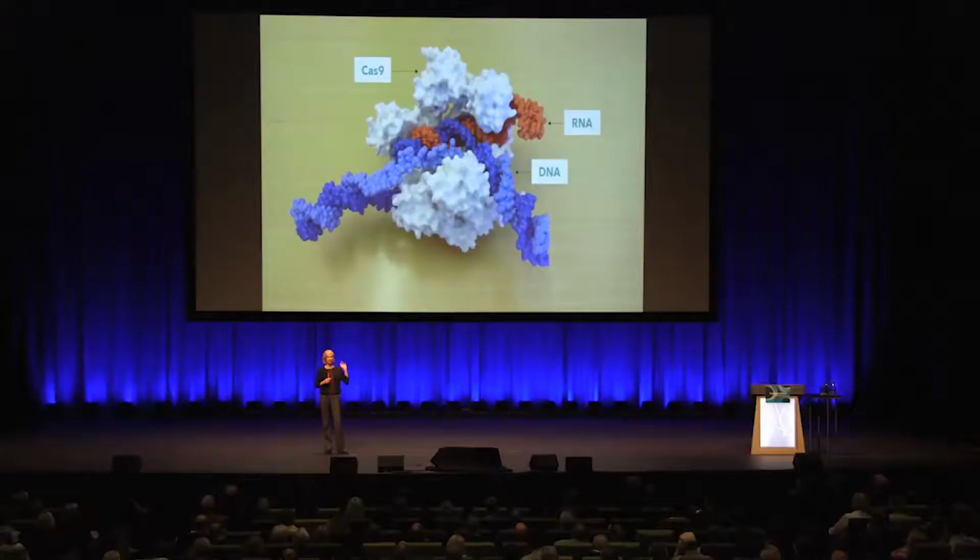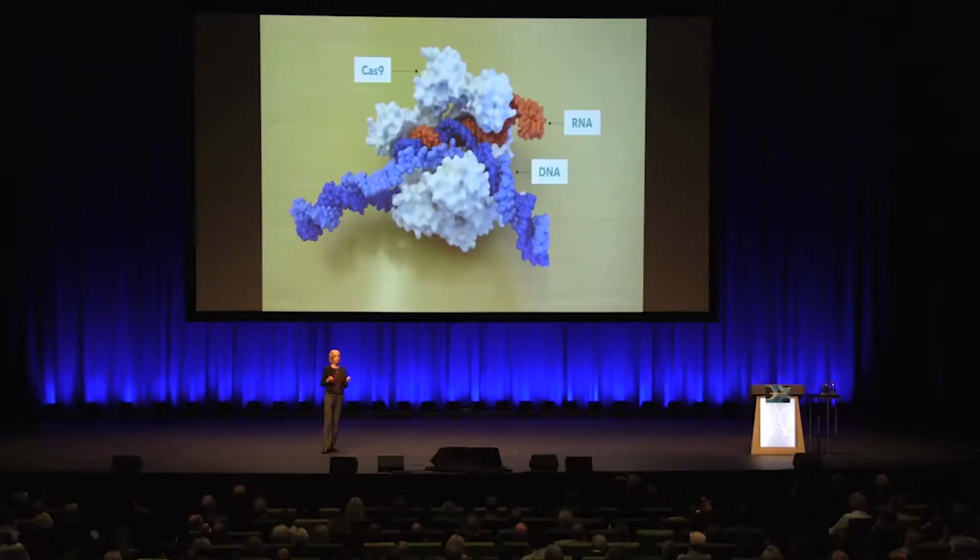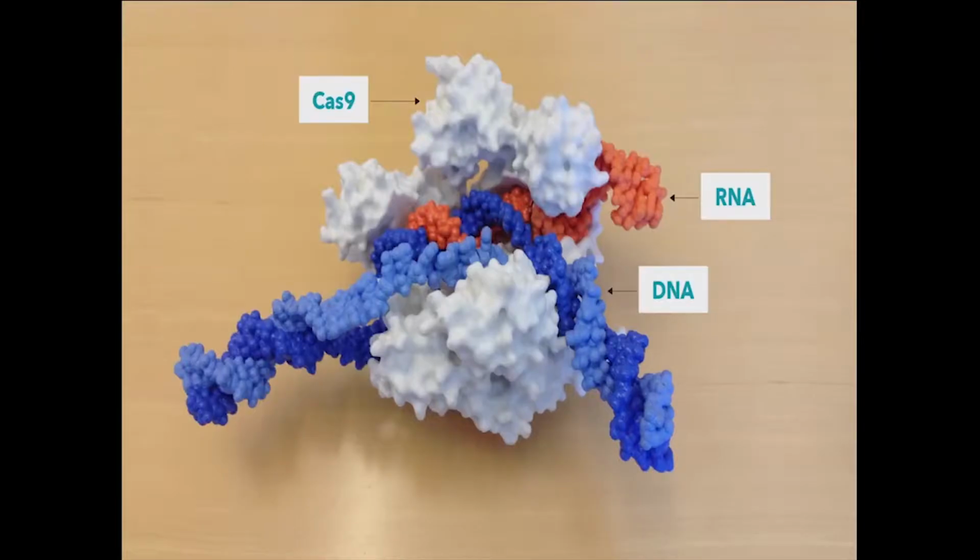It's about yay big or so, and what you can see here is the white protein holding on to an orange molecule, which is the program for the enzyme. It's a molecule called RNA. It's a little transient copy of a viral sequence from the bacterium that will tell this protein where to go, what DNA sequence it should find and cut. And in this model, it's holding on to a piece of DNA, the blue double helix, that has a sequence of letters matching the sequence of the orange RNA.